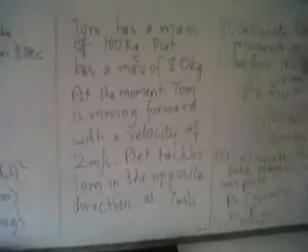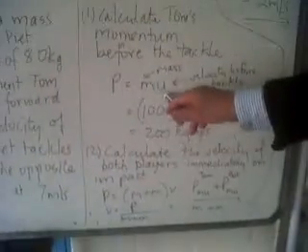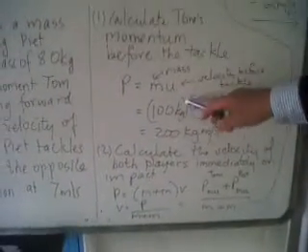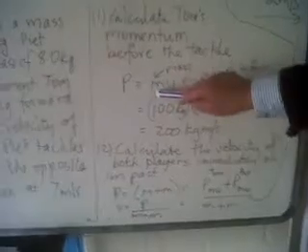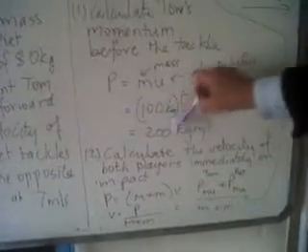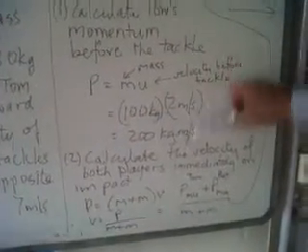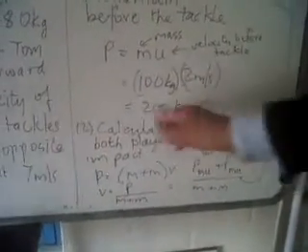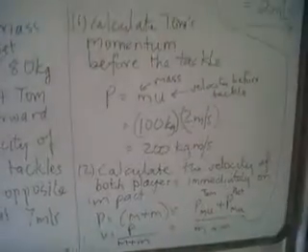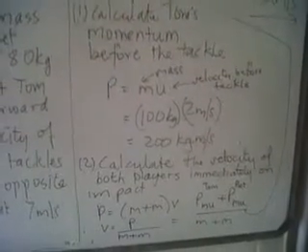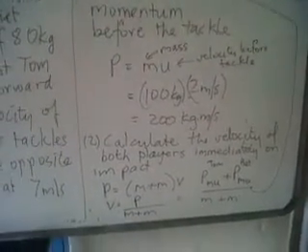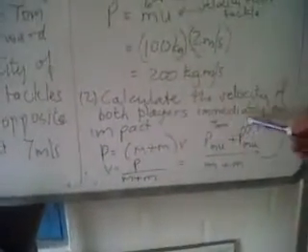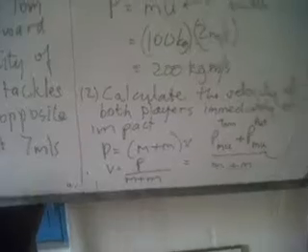Now they ask you to calculate Tom's momentum. So the momentum is the mass times the velocity. So p is equal to mu. You multiply the mass of the person by this velocity, and it's in kilogram meters per second. That is the momentum of this person at which he's running. Now they say calculate the velocity of both players immediately after the impact.